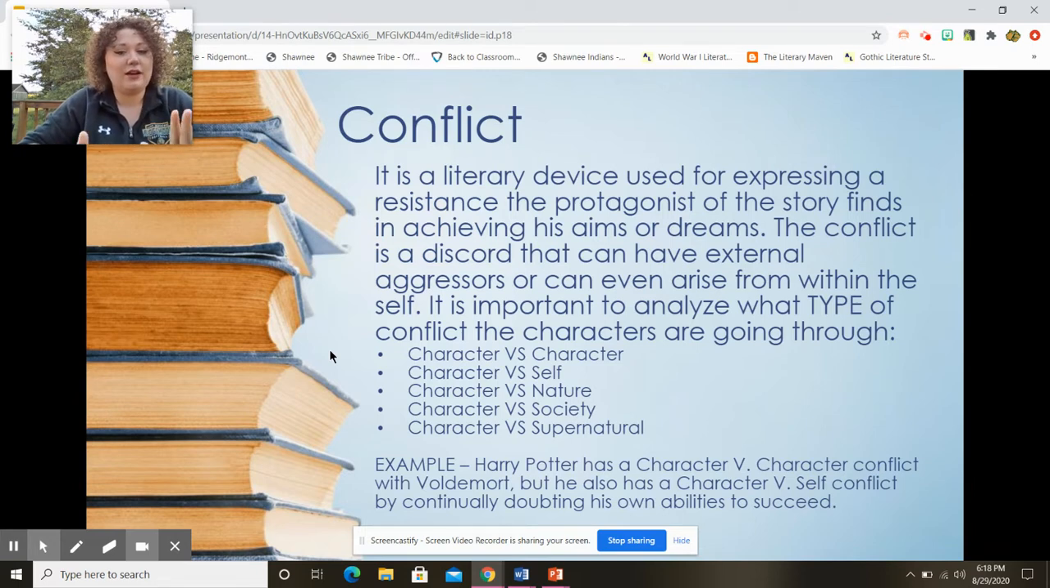So the example I have at the bottom is Harry Potter has a character versus character conflict. Obviously, he's conflicting with Voldemort, and trying to defeat him. But he also has this character versus self conflict where he's constantly doubting himself and unsure if he's going to be able to achieve that end goal of defeating Voldemort. So he brings himself down in that conflict versus himself through that.